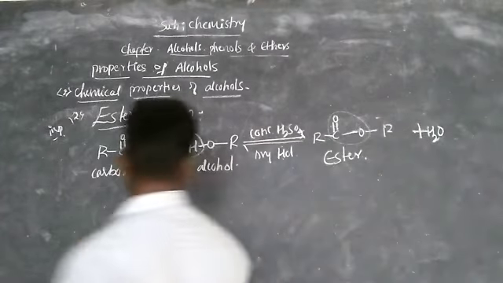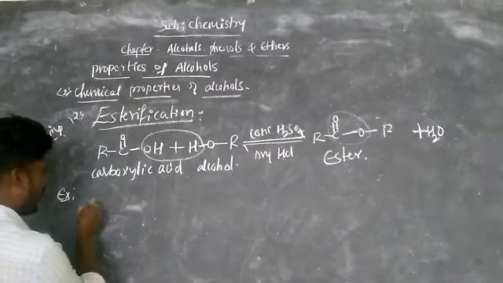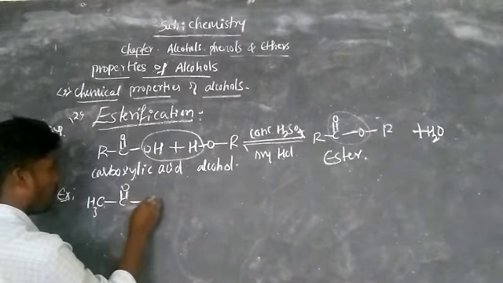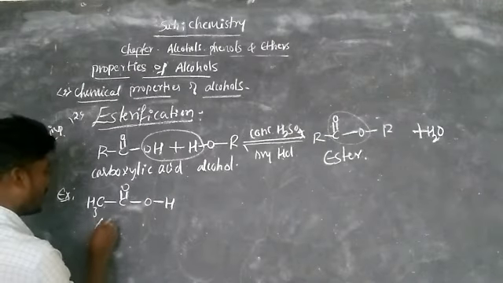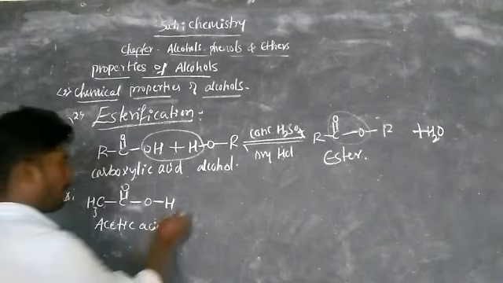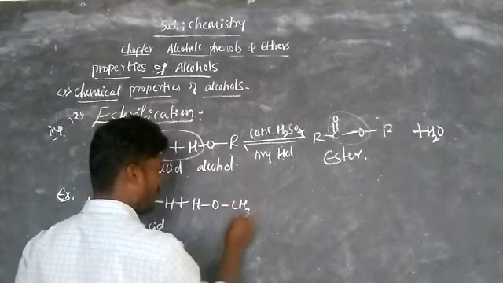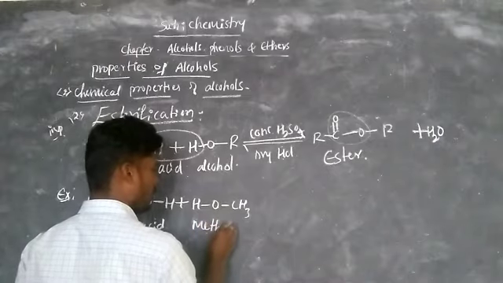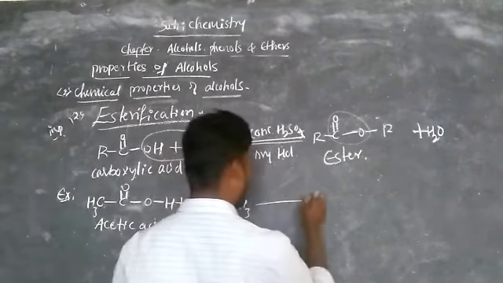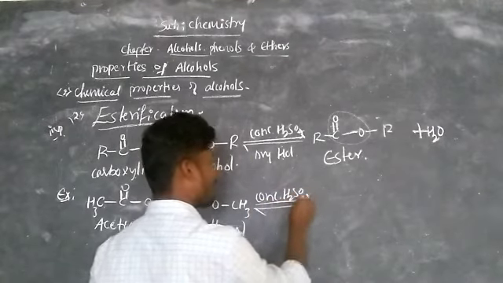This is the esterification. So for example, take formic acid or acetic acid. CH3-C double bond O-O-H. This is called acetic acid. Acetic acid plus take methanol, H-O-CH3. This is methanol. So complete the reaction. What do you get by putting concentrated sulfuric acid? This is a reversible reaction. Concentrated sulfuric acid or dry HCl.